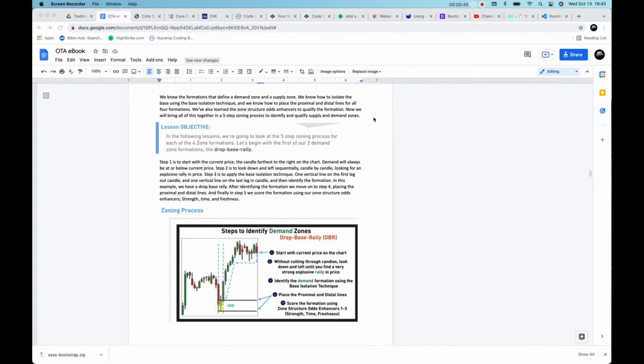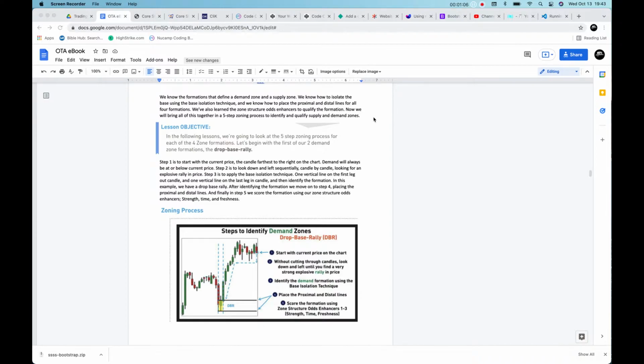Step 1 is to start with the current price, which is the candle farthest to the right on the chart. Demand will always be at or below current price. Step 2 is to look down and left sequentially, candle by candle, looking for an explosive rally in price.